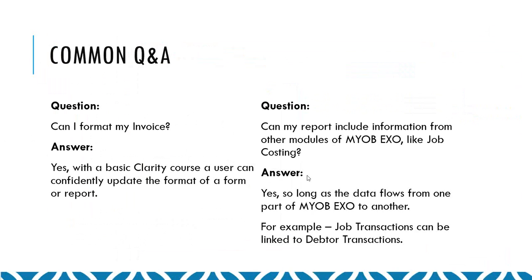Another question that we have is, can my report include information from other modules within the EXO package, like job costing? It's really important that we're quite clear on this. It is possible so long as this information does flow through from one module to the next. So for example, job costing transactions are eventually turned into invoices, and so they can be linked back through to the debtor accounts.